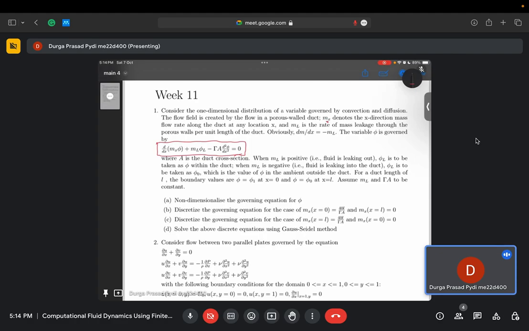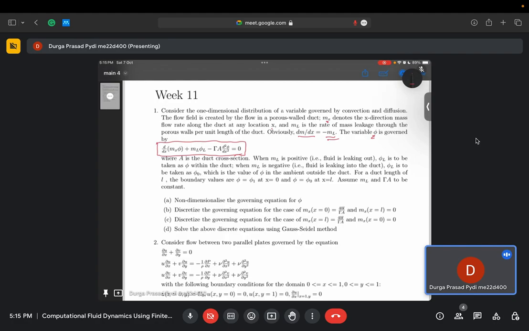mx denotes the x direction mass flow rate along the duct at any location x, and ml is the rate of mass leakage through the porous walls per unit length of the duct. We have dm by dx essentially as ml. There is no pressure gradient that is driving the flow. The flow is driven by this leakage. The variable phi is some concentration that is being governed by this particular equation. A is the duct's cross section.